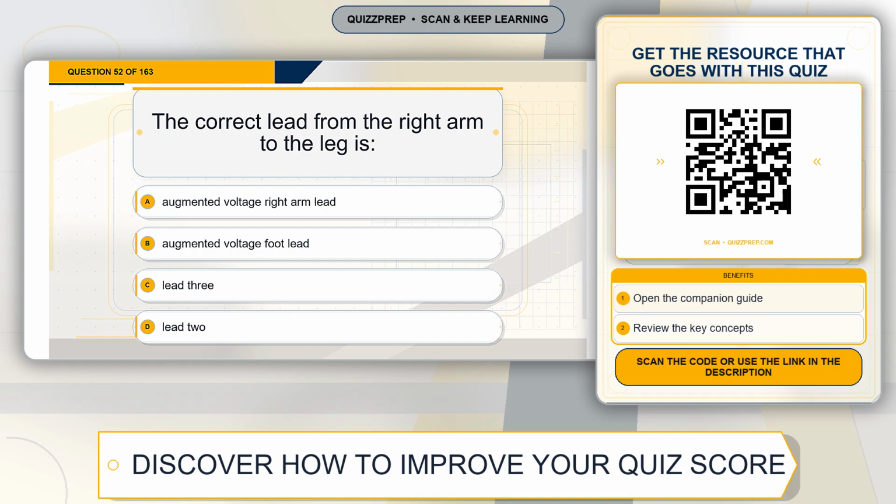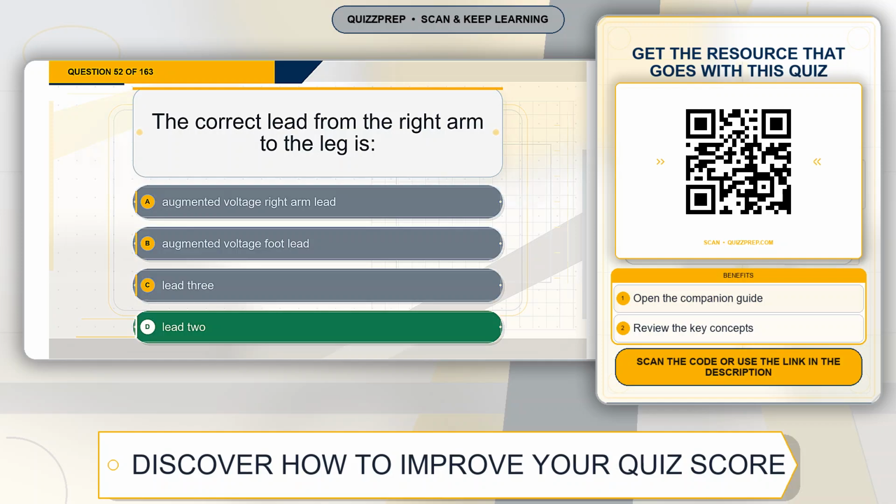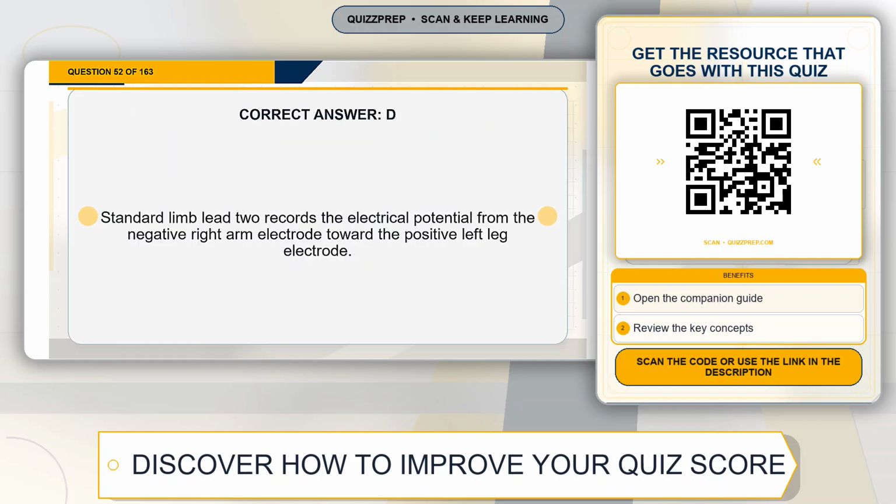Question 52. The correct lead from the right arm to the leg is: Option A, augmented voltage right arm lead. Option B, augmented voltage foot lead. Option C, lead 3. Option D, lead 2. The correct answer is option D, lead 2. Explanation.